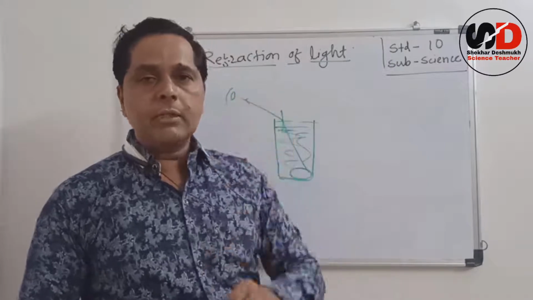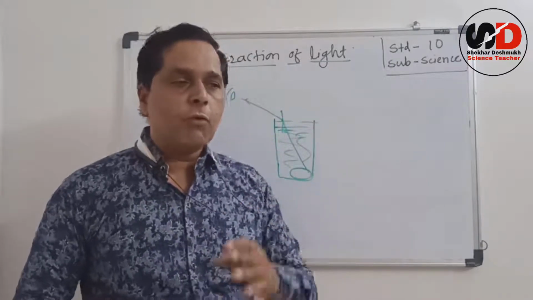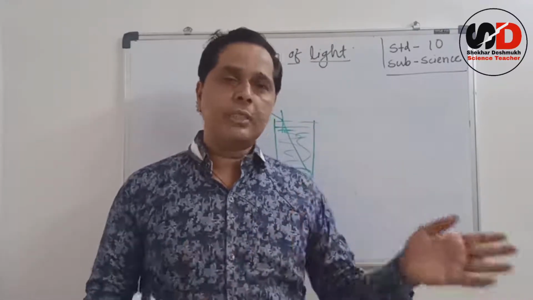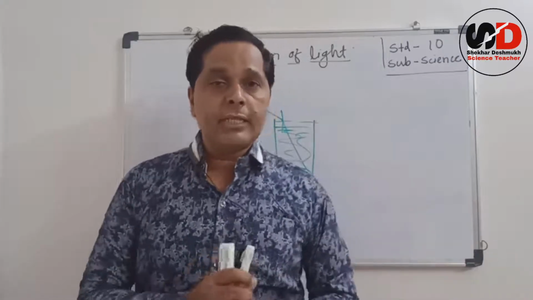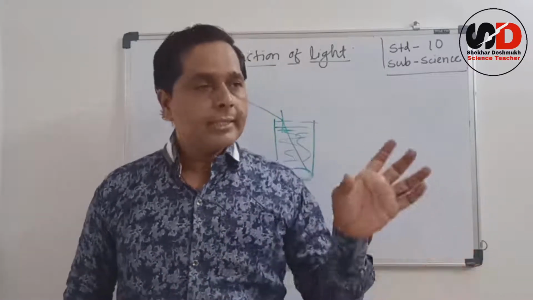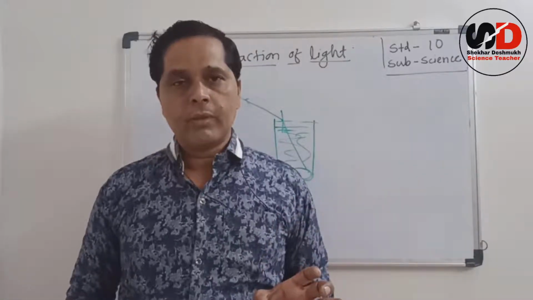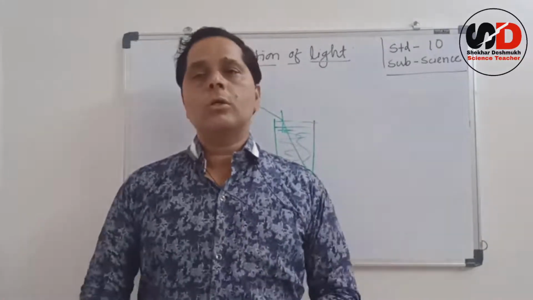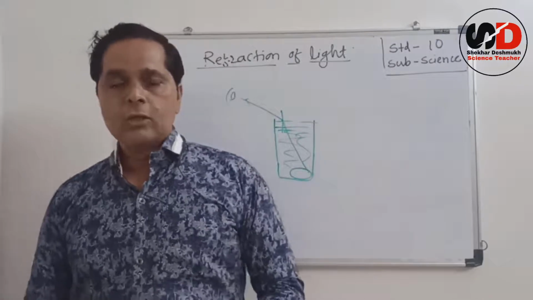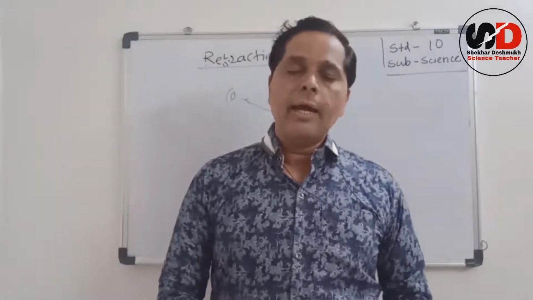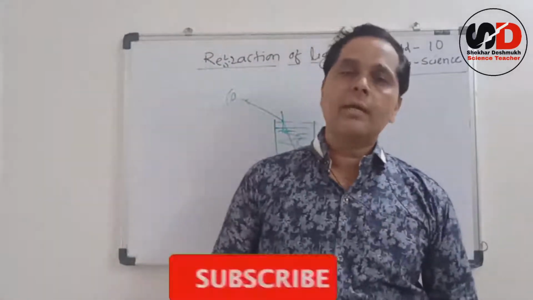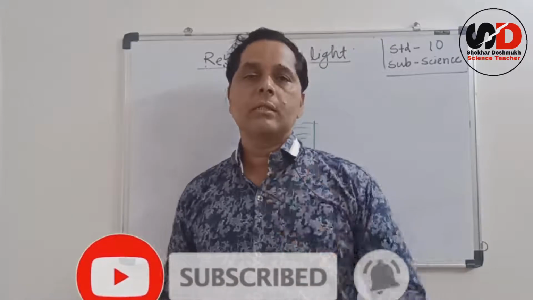Then if you are asked a question, if the light travels from water to glass, in which direction does it go? Definitely it bends because both are transparent media. In which direction? It bends towards normal because glass is somewhat denser than water. And whenever it comes out from the glass, it goes away from the normal. So this is about refraction of light. Here we stop this video, and in the next video we will see dispersion and some natural phenomena which are related to this refraction of light.